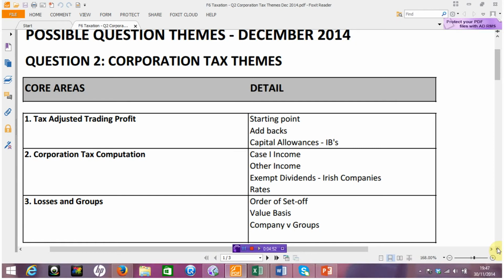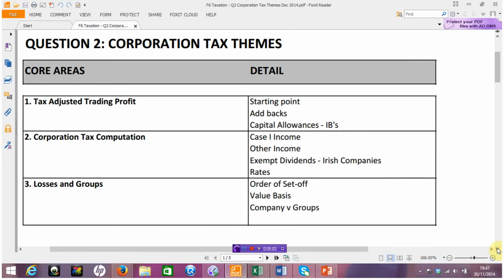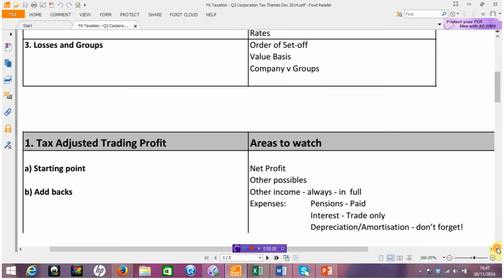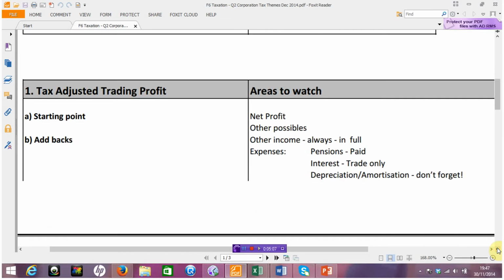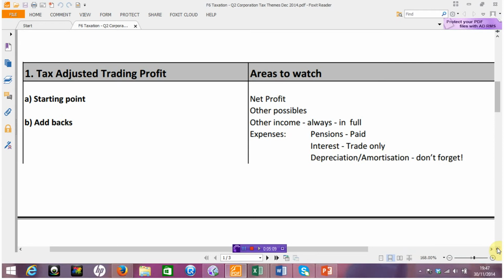The list that I'm going to provide you with is certainly not exhaustive. There are other areas within corporation tax that could easily be examined, but I certainly feel that several of these are fair game. Okay, so if we look at the tax-adjusted trading profit first, our starting point is invariably a net profit.